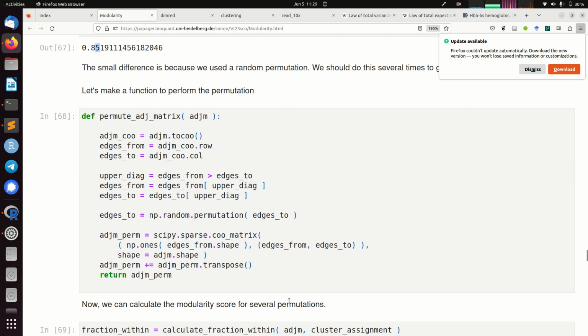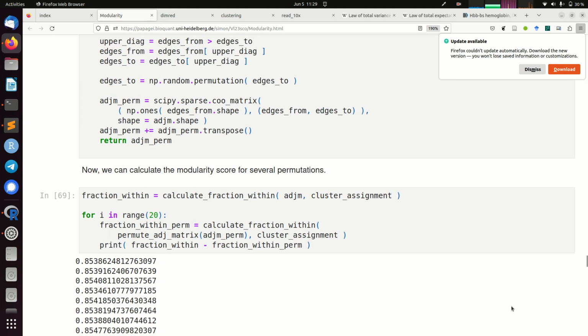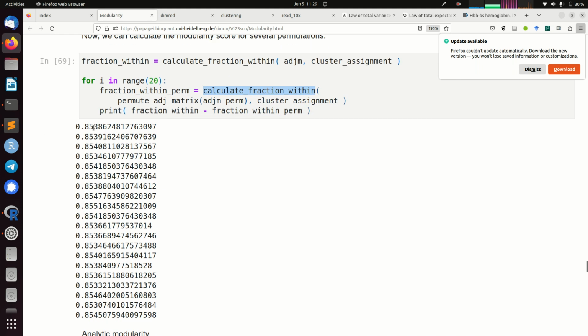So let's do this. I just put the code I used to permute the adjacency matrix in a function. And now I can permute 20 times and calculate the fraction. And as you can see, it's always around 0.8534. Actually, the people who defined the modularity score did something a bit more clever. They didn't run it several times, because in order to optimize this thing, it would be very unfortunate if after each trial test I had to run several permutations to see whether it got better. We should be able to calculate this modularity score analytically. And it turns out we can calculate this null score analytically, and it's actually pretty easy.